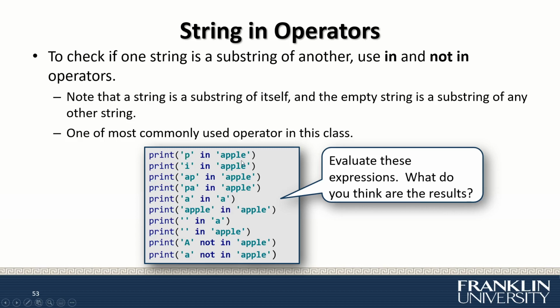P in apple. And this will give you a true or false answer. So if character P in string apple, that would be true, right? If character I in apple, that would be false. If AP in apple, that would be true. If PA in apple, that would be false. And what about uppercase A not in lowercase apple? Because this is not in, that is true. Capital A is not in apple.